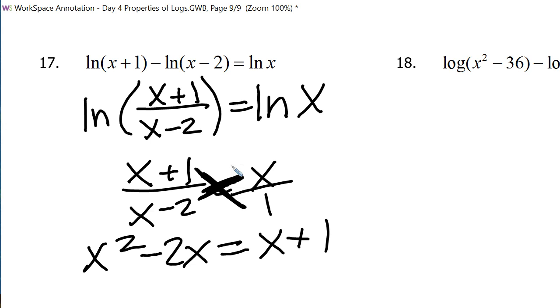Quadratic. So to solve a quadratic, get it in standard form. So we need to subtract the x to both sides and subtract 1 to both sides. So that gives us x squared minus 3x minus 1 equals 0. Does that one factor? No. So if it doesn't factor, what are we forced to do?